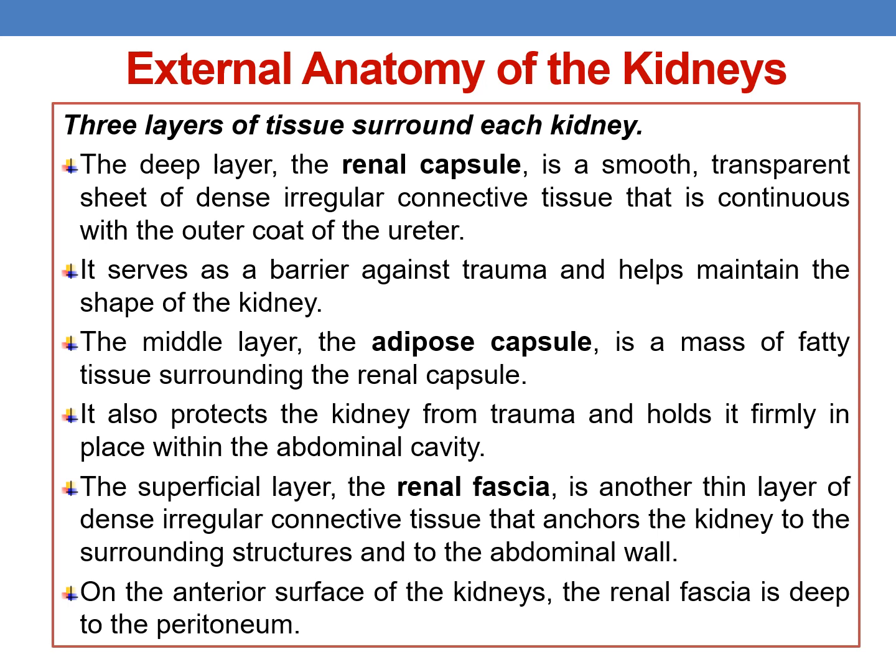The next is the superficial layer. The renal fascia is another thin layer of dense irregular connective tissue that anchors the kidney to the surrounding structures and to the abdominal wall. On the anterior surface of the kidney, the renal fascia is deep to the peritoneum.